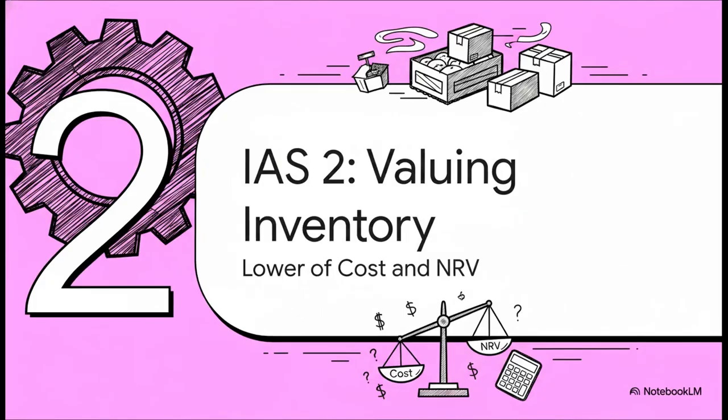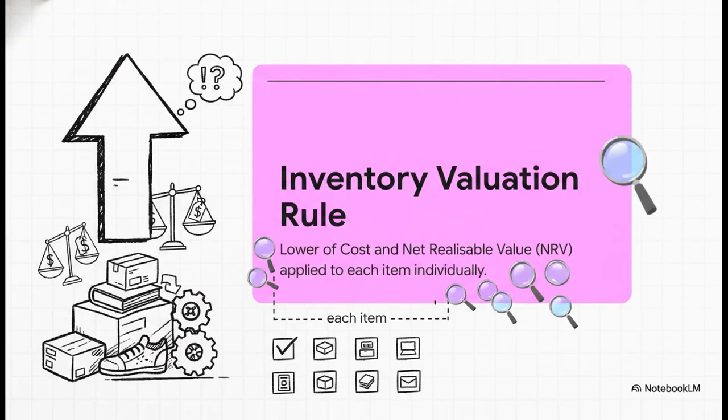Module 2, IAS 2, valuing inventory, specifically looking at the lower of cost and NRV. So, the golden rule of IAS 2 is that inventory must always be valued at the lower of cost and net realizable value, which we usually just call NRV. But here's the real secret, the thing students miss all the time, that last word, individually. You do not just group all your inventory together and compare the big totals. I mean, you wouldn't group a bunch of high-end laptops with a box of rusty nails, right? You have to apply this rule strictly on an item-by-item basis.